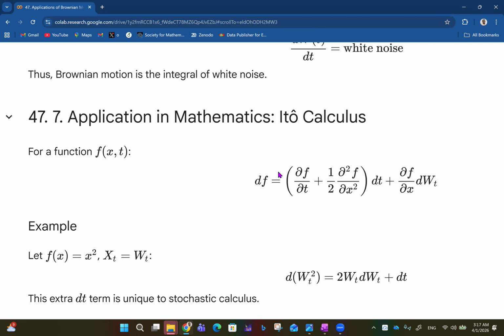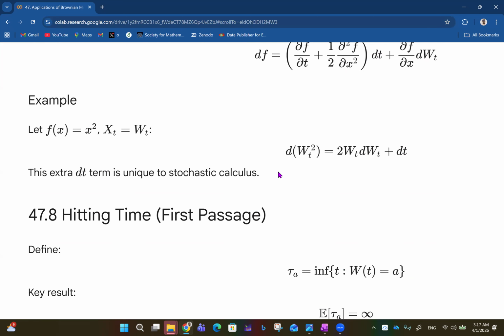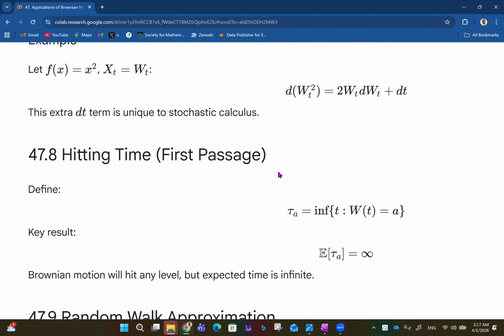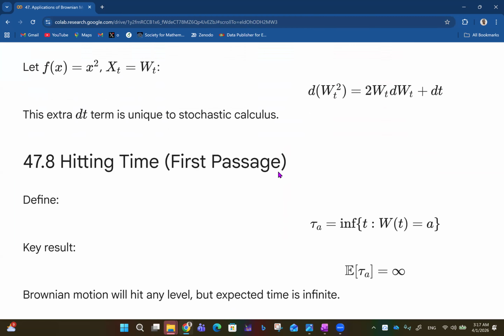So that's Ito calculus, which you're still going to see in more depth as we progress under the stochastic processes playlist. And then we have hitting time, first passage, which we considered in the last video, I believe. So define tau sub A, that's the time it takes to get to level A for the first time. So that's the infimum, the smallest value of t such that W of t gets to A, such that the Brownian motion is equal to A.